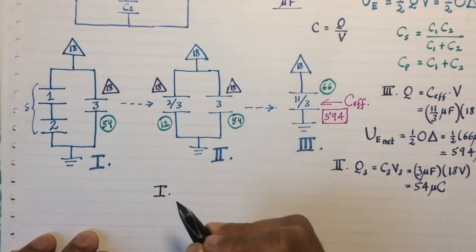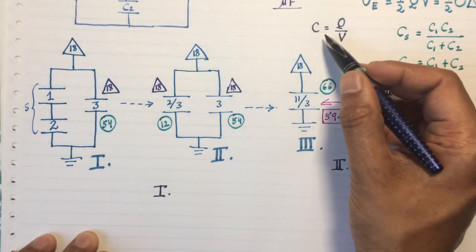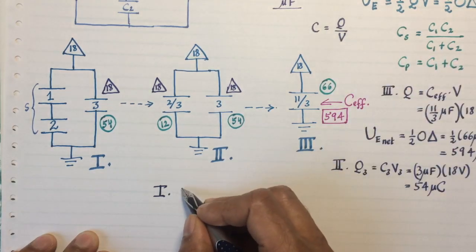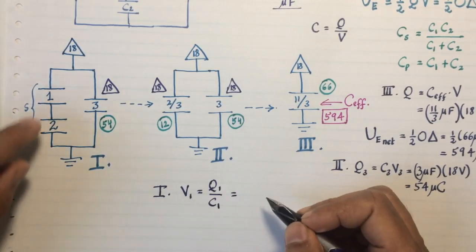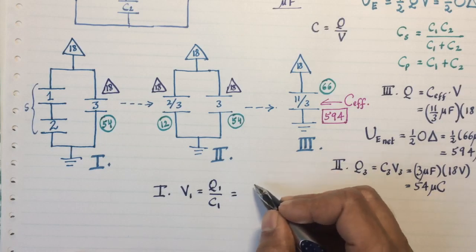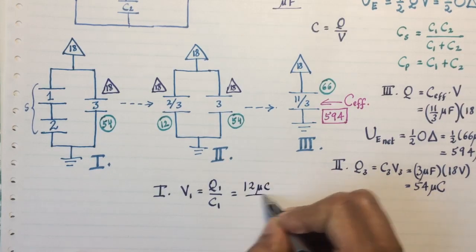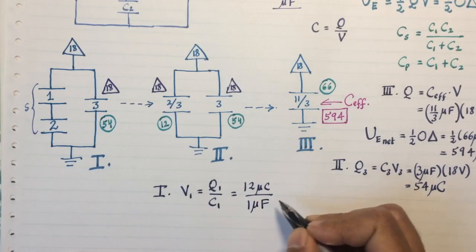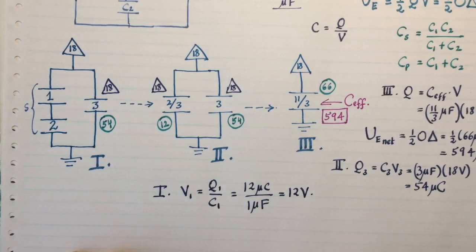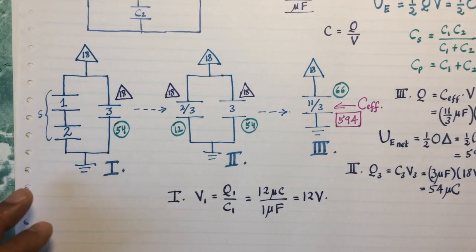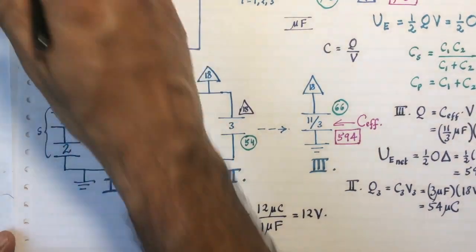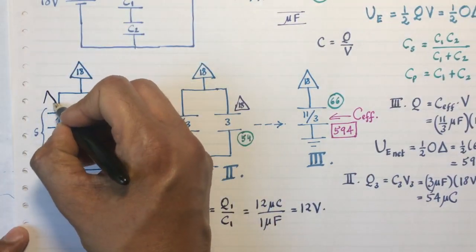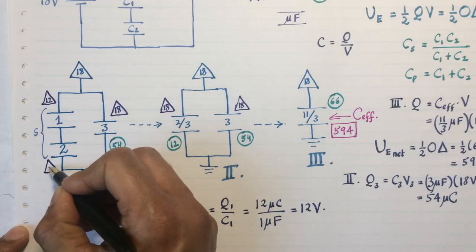So let's go to analyzing Roman numeral 1. By the same equation, C equals Q over V, we get V equals Q over C. In other words, V1 equals Q1 over C1. So let's find the voltage across the 1 microfarad capacitor. That's going to be 12 microcoulombs divided by 1 microfarad. The micros cancel out and I get 12 volts. Well, that's nice. Once I have 12 volts, of course, the other one is automatically determined, so you don't need to waste time. So what I'll do here is put this as 12, and this then will be 6.